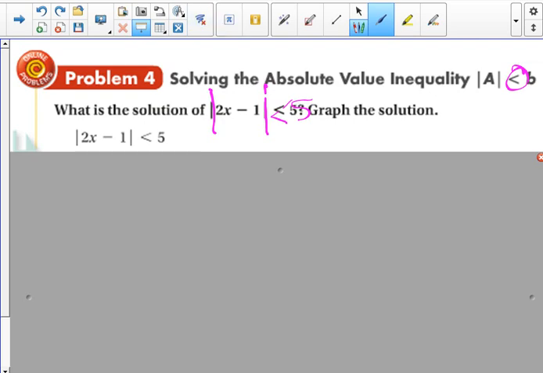Graph the solution. So when it's less than, this is the way I remember it. If it's less than, I have one inequality. If I have greater than, then I'm going to have two separate inequalities. You okay?